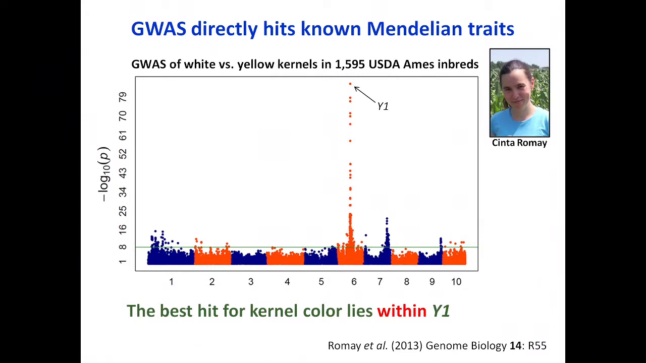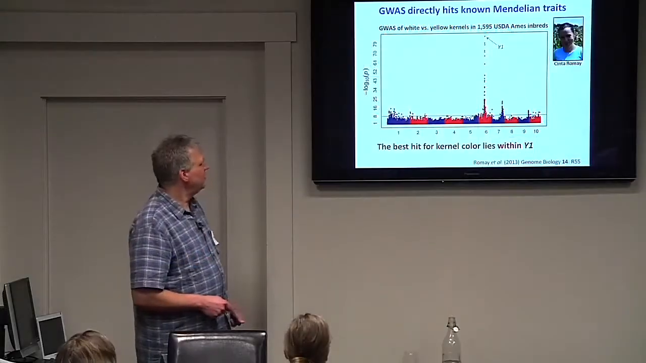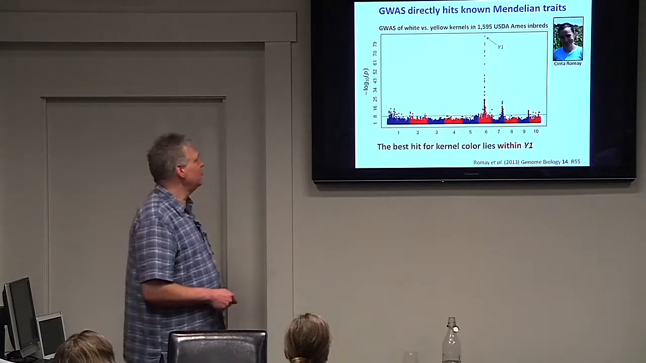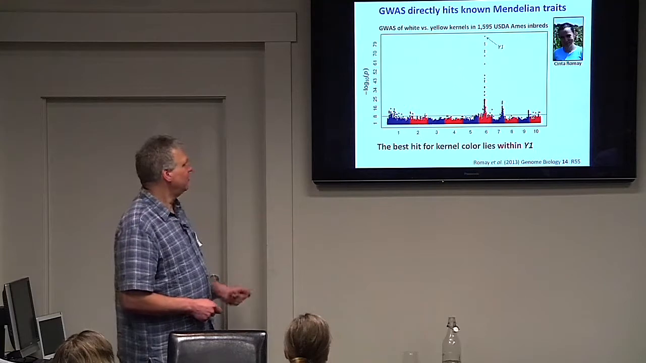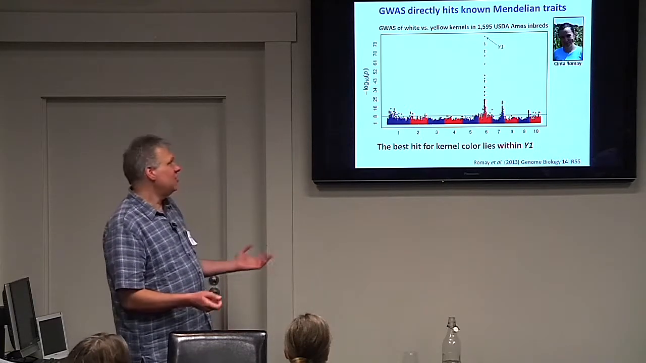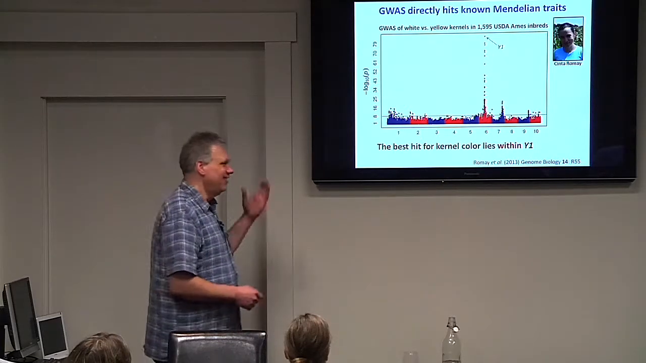diverse inbreds from the USDA Ames collection, which is like worldwide inbreds. And the first thing she does, let's try a really simple trait where we know what the gene is. This is like a positive control. So for kernel color, we know that the Y1 gene controls kernel color, and when she does a GWAS and uses the kernel color for these inbreds, using the GBS markers, she gets a direct hit in that gene. So if you've got a Mendelian trait, it can work really great, and say you didn't know what the gene was and you wanted to know, it can be amazing.